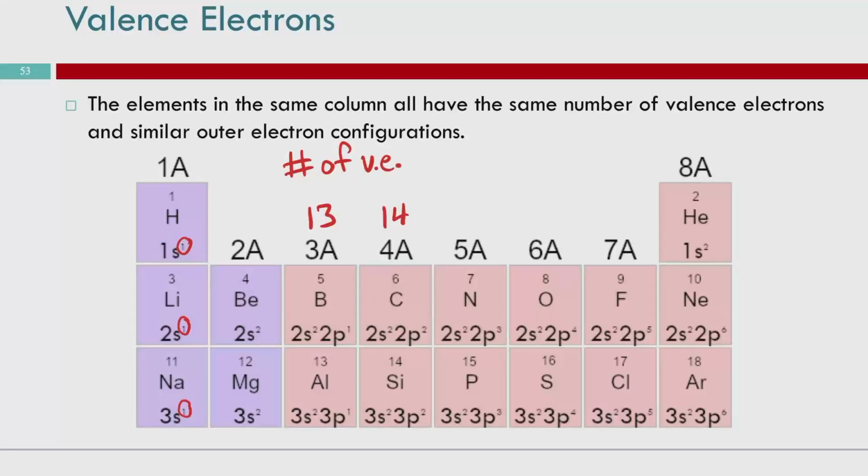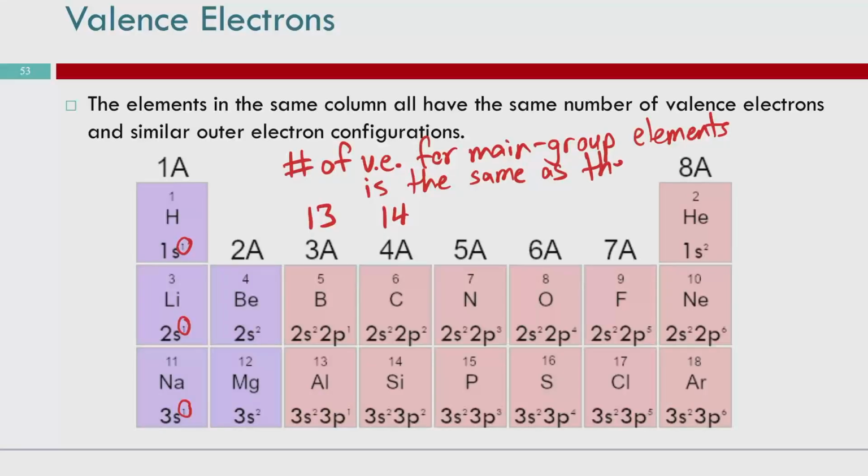So for our main group elements, it's the same for each column every single time. It's the same as the A group number or column number. And it's always going to be that.